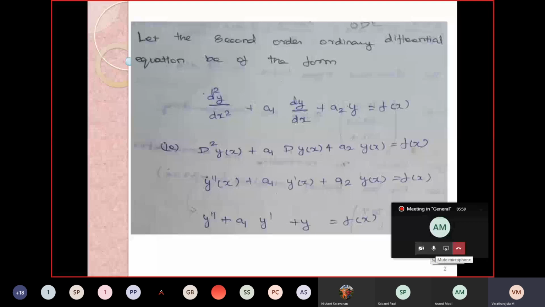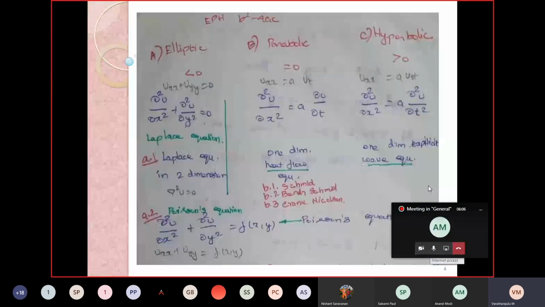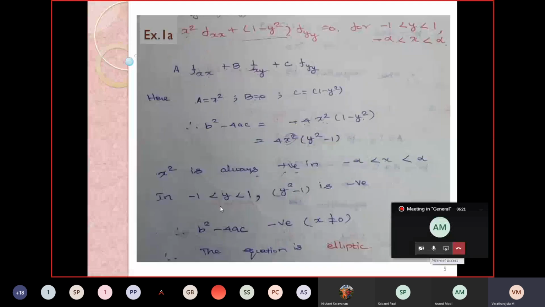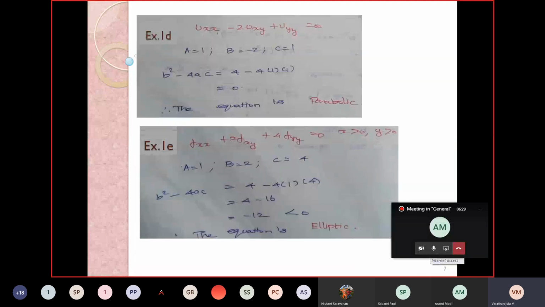And this is what we have introduced, the eigenvalue problem and boundary value problem. If the format is dou square u by dou x square plus dou square u by dou y square is equal to 0, then that is elliptic, called the Laplace equation. The other one is Poisson. If we have the RHS, then that is Poisson equation. In exercise number 1, we have identified whether the problem belongs to elliptic, parabolic or hyperbolic.